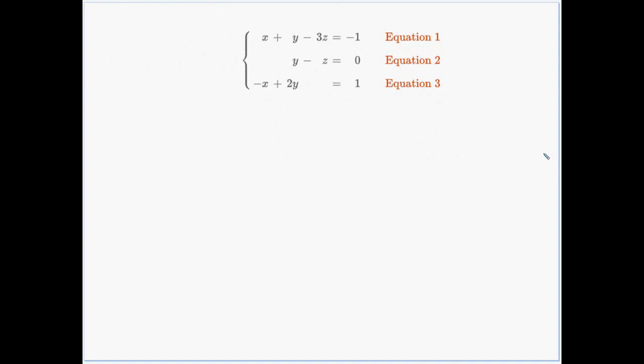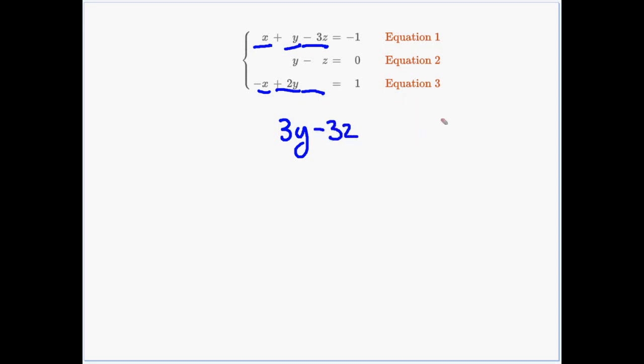I'm going to add 1 and 3, because if I look at the x's, right now I have an x and a negative x. So I don't have to do anything to them except add them together. So I'm going to call this equation 4. This plus this will equal 0. Y plus 2y is 3y. And then I have a minus 3z and nothing, so that'll be a minus 3z.